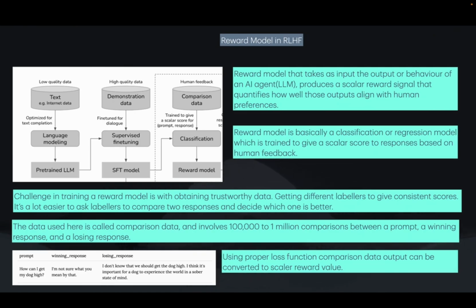So using this data, the prompt, the winning response and the losing response, we pass it to a model that we generally call the reward model. That reward model, using a proper loss function, will give you a scalar feedback value.